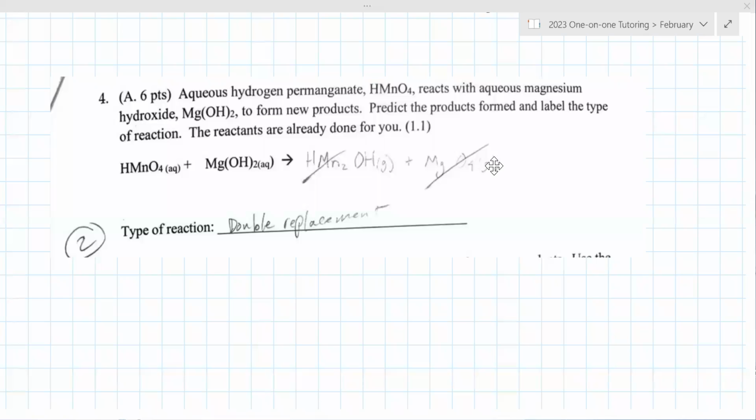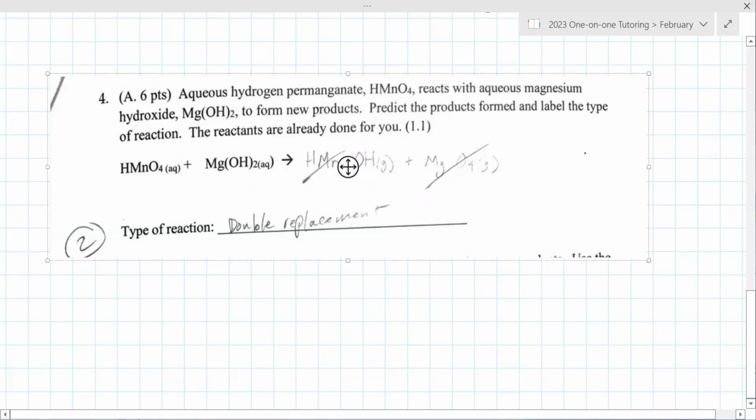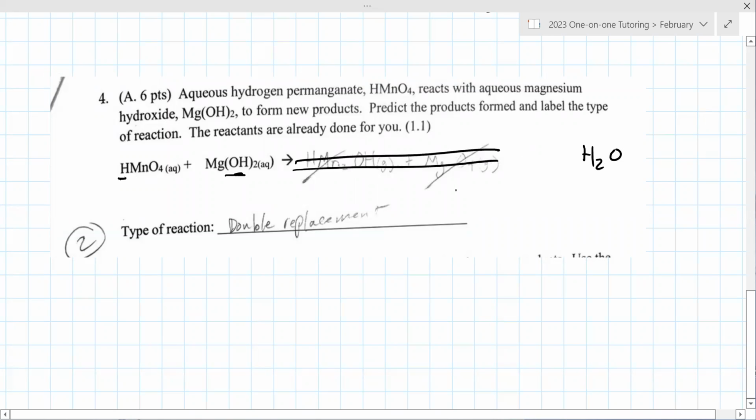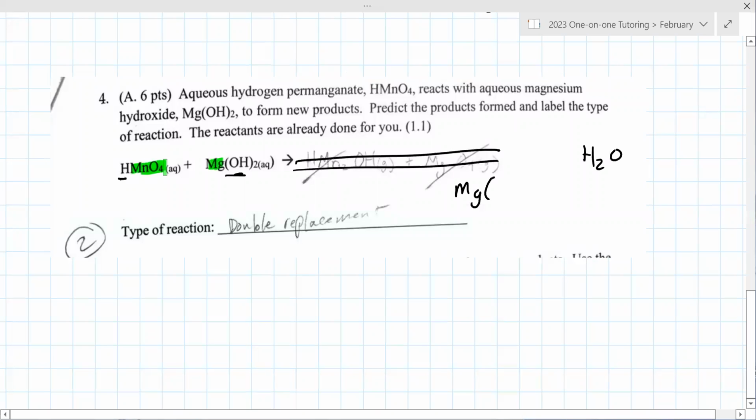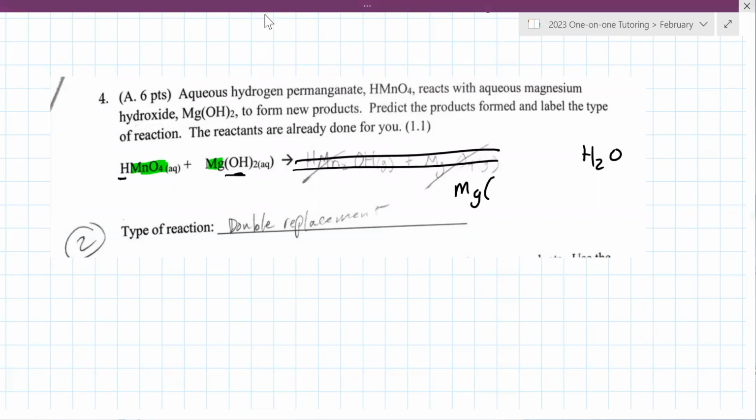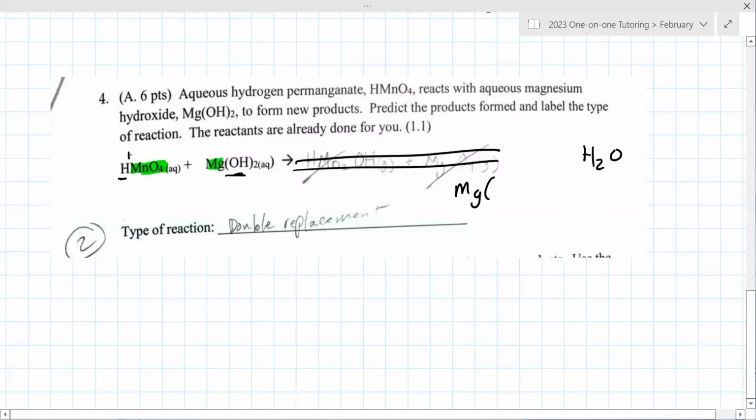So what I don't know is why this is the case, but you have to recognize that the H and the OH are going to form water. And I don't know why. This is where my knowledge of chemistry is limited, but the Mg then forms with the other one. Okay, and the idea I guess here is that because the H is a plus and the OH is a minus, and the MnO4 is a minus, the Mg is a plus. I know it might be a +2 or +3, but they have to pair up.